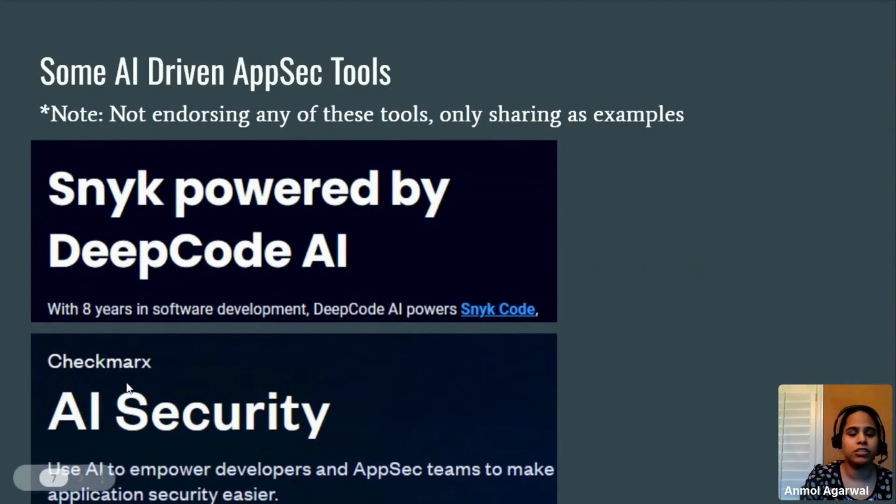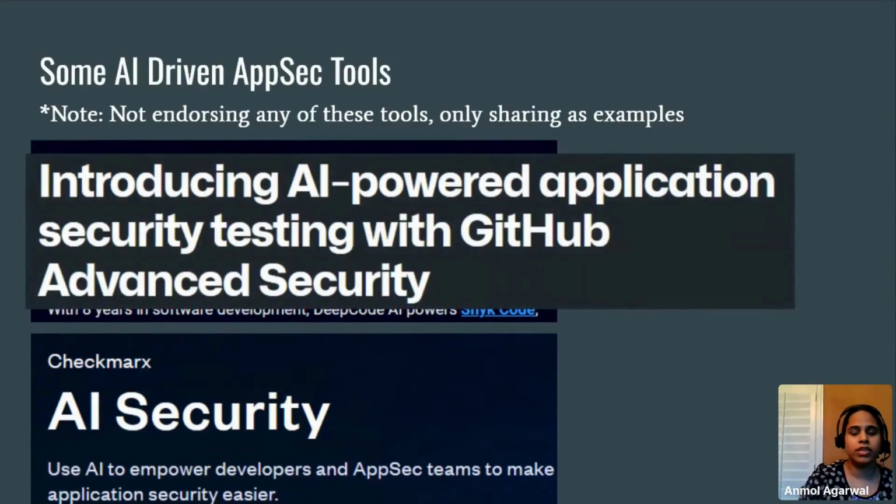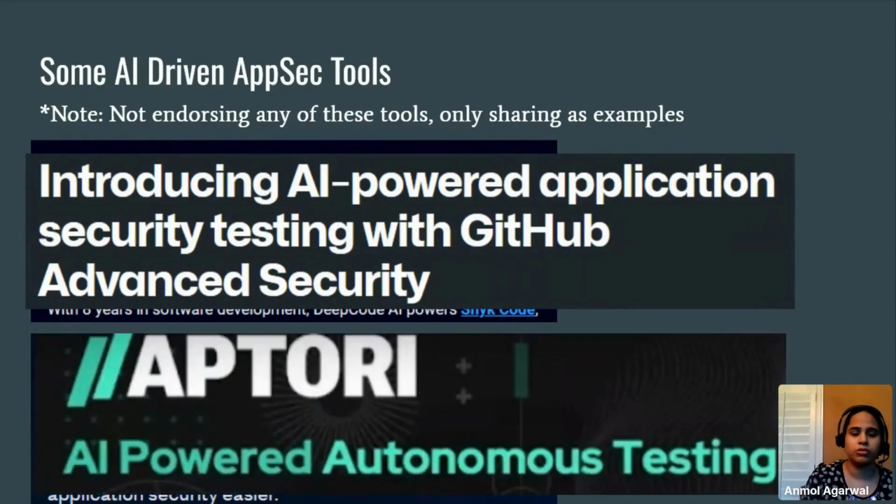Checkmarx has an AI security tool as well. They say they use AI to empower developers and AppSec teams to make application security easier. And then there's GitHub Advanced Security. They also have AI-powered application security testing. And there's Aptori, which is AI-powered autonomous testing. These are just four tool examples. There are others out there. I just put these on there because these were some of the examples I found.